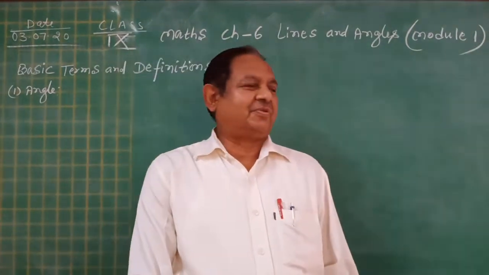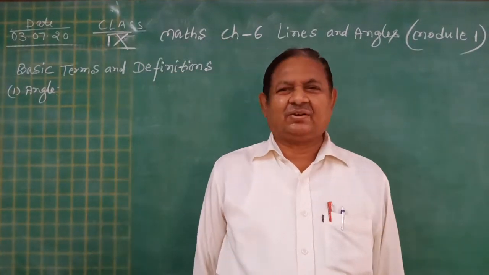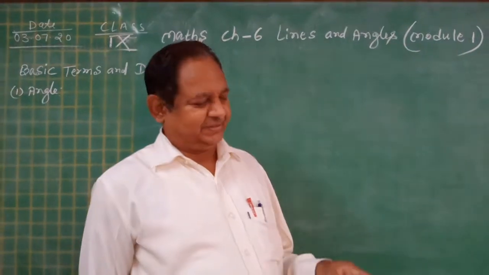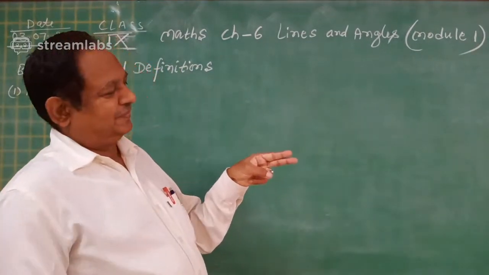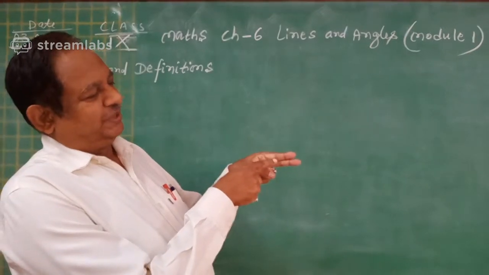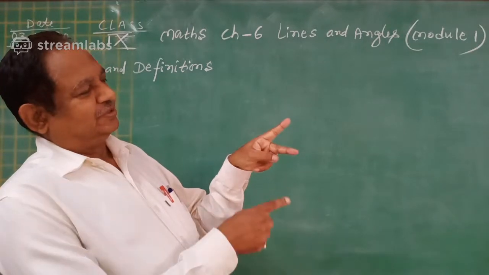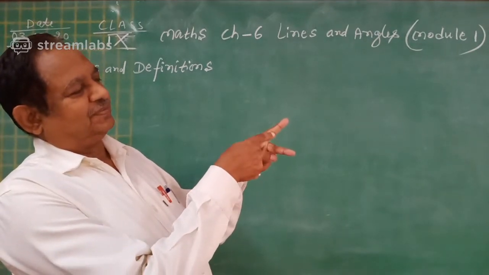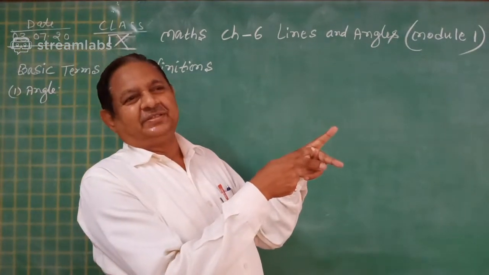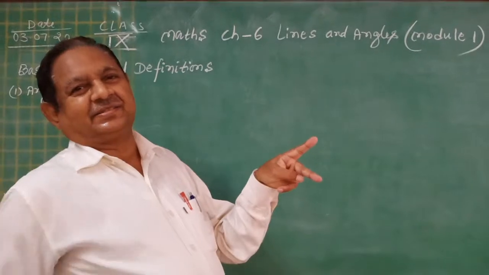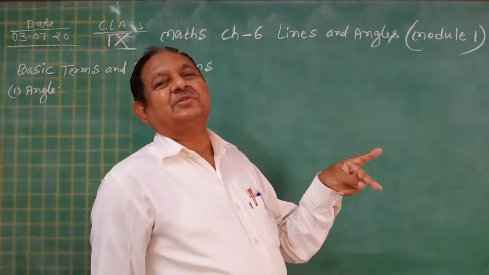An angle is formed when two rays originate from the same end point. Look at my two fingers. This is two rays originating from the same end point. So this forms an angle. And this end point is called vertex. And these two rays are called arms of the angle.